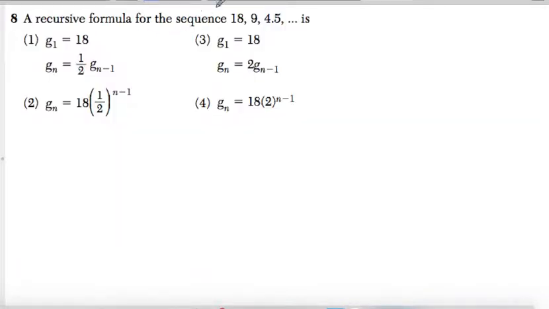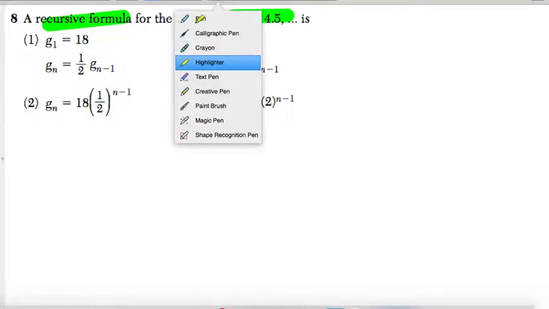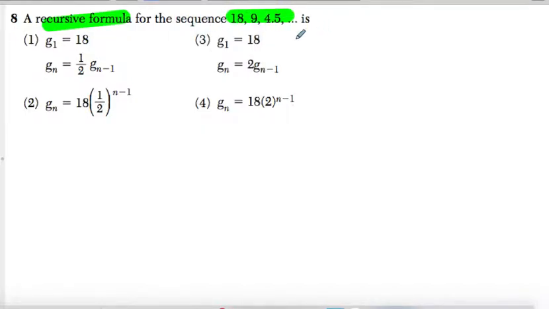So I'm going to pull out the highlighter again, and they want a recursive formula for the sequence 18, 9, 4.5. Now if you look at the formula, first thing, you should see immediately that it's a dividing by 2 pattern or times 1/2 pattern. So it goes 18, they're using G for the sequence.